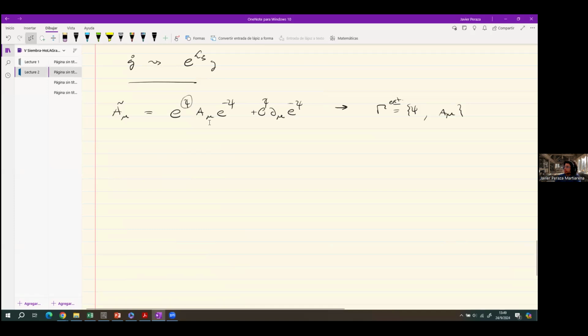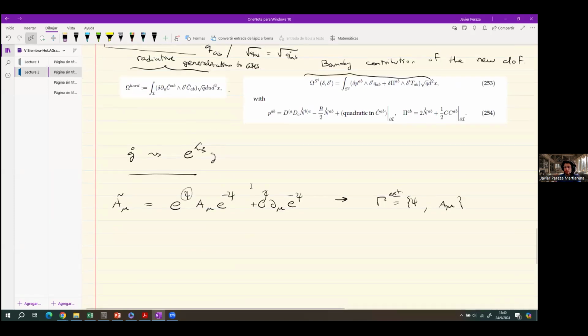So that's the main takeaway from today: you can expand the phase spaces by taking these extra fields that live in the corner, generate the finite transformation, and then you expand your phase space.